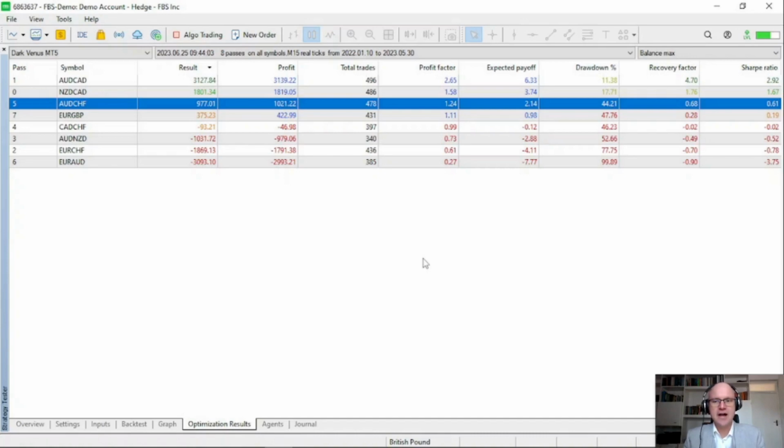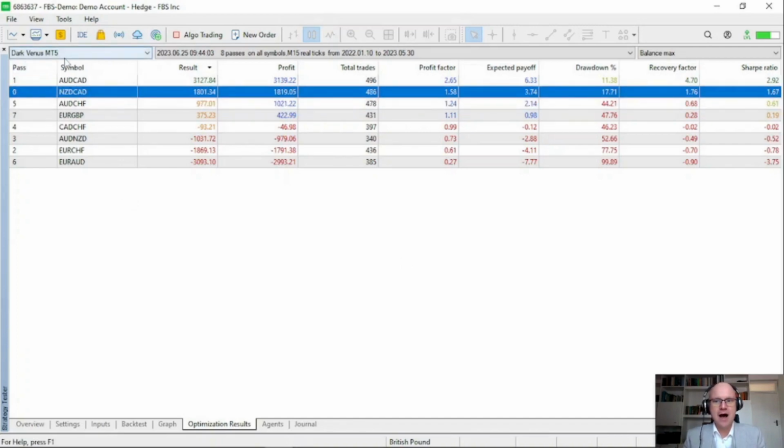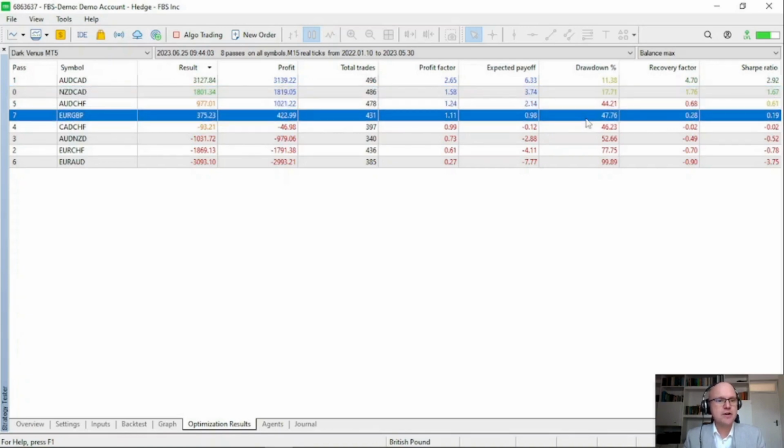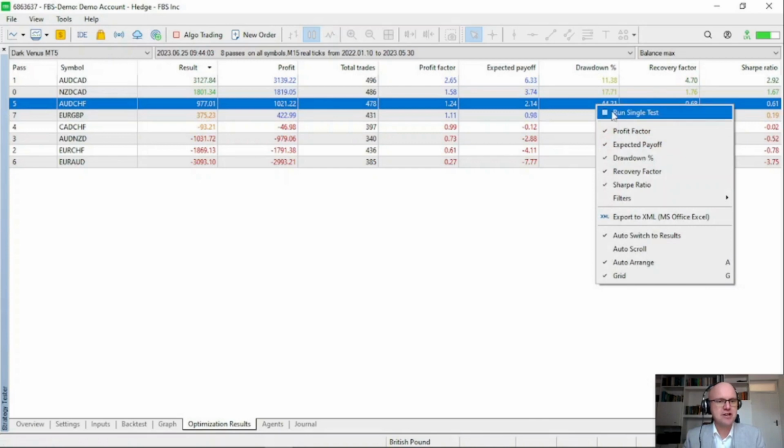So today we are going to find the third pair for Dark Venus, our free expert advisor that will be trading live in the market. And in our previous videos, we looked at making set files for both the AUD CAD and NZD CAD pairs. But unfortunately for our third pair for Dark Venus MT5, we see a very large drawdown of 44.21%. This means today's video, we are going to focus on reducing that drawdown of 44.21%.